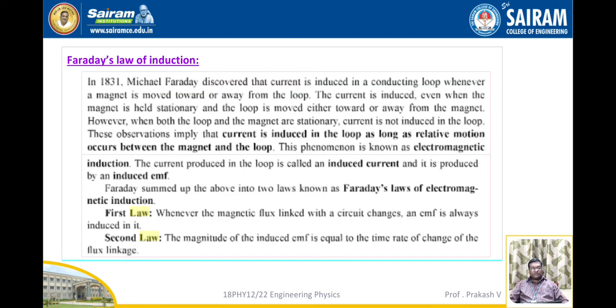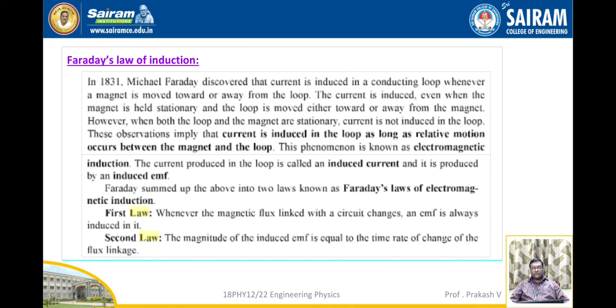Next, Faraday's laws of induction. In 1831, Michael Faraday discovered that current is induced in a conducting loop whenever a magnet is moved towards or away from the loop. The current is induced even when the magnet is held stationary and the loop is moving either towards or away from the magnet. However, when both the loop and the magnet are stationary, current is not induced in the loop. These observations imply that current is induced in the loop as long as relative motion occurs between the magnet and the loop. This phenomenon is known as electromagnetic induction.